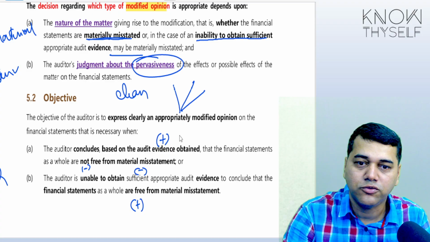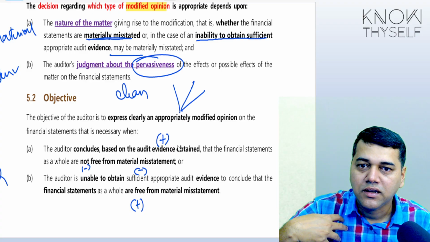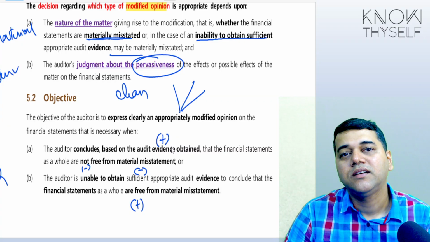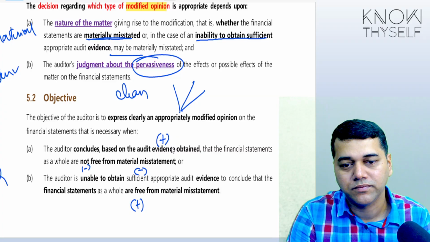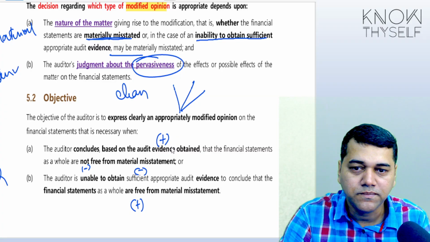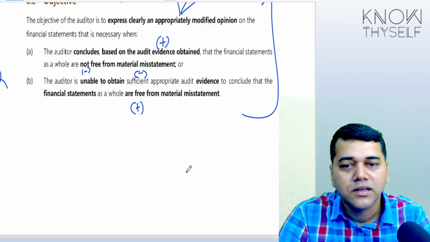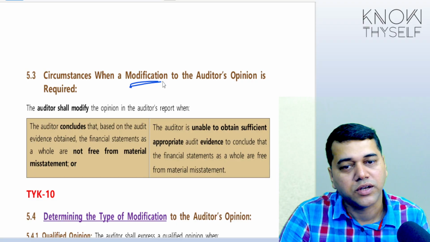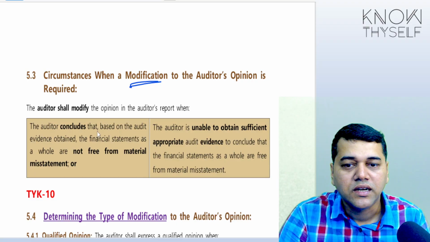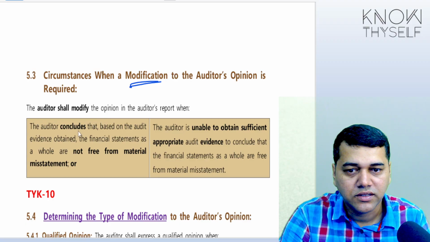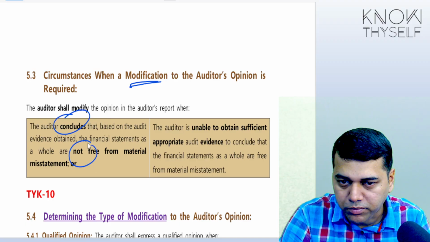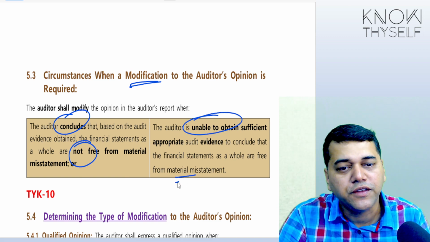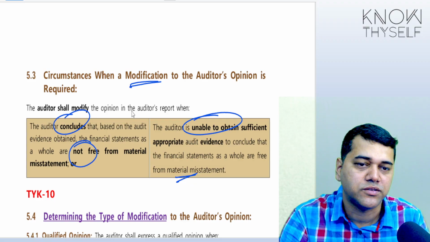It's very easy. So you got an evidence and the evidence is there is a problem, or you didn't get the evidence that there is no problem. I hope it's clear. You can remember this. Now, circumstances when this modification is required. There are only 2 circumstances: you got an evidence and there is a problem, not free from misstatement, or you are not able to obtain evidence that it is free from misstatement. Only under these 2 circumstances do you have to issue it.